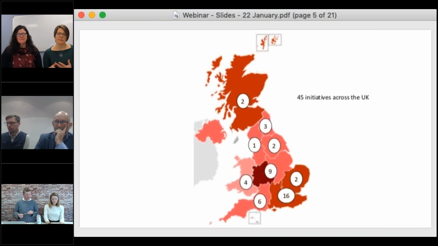So, as I explained in our last webinar, we identified 45 embedded research initiatives across the UK. And as you can see from this slide, they were spread pretty much right across the UK, with the highest concentration in the South East and Midlands. Now, of course, this isn't a complete picture of all the initiatives that exist, just those that we managed to find through using our networks, email lists, and social media. So, the next slide, please.